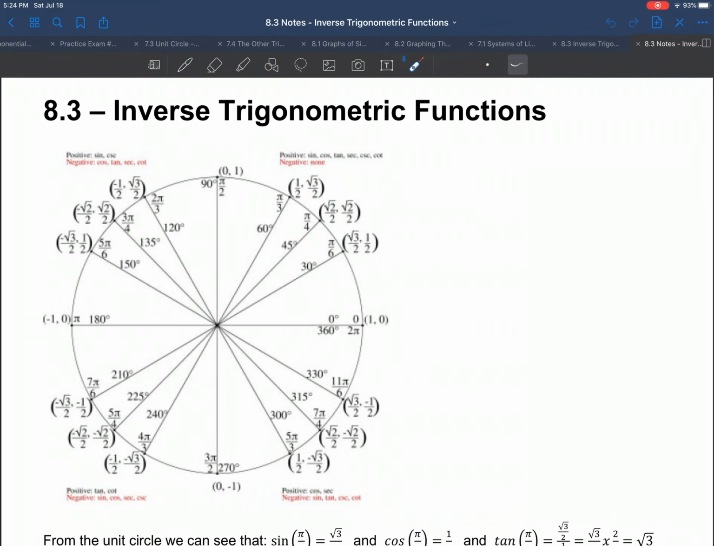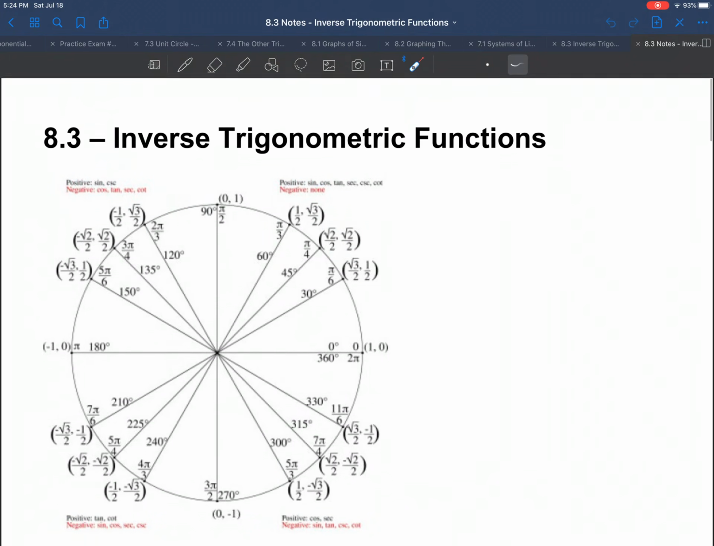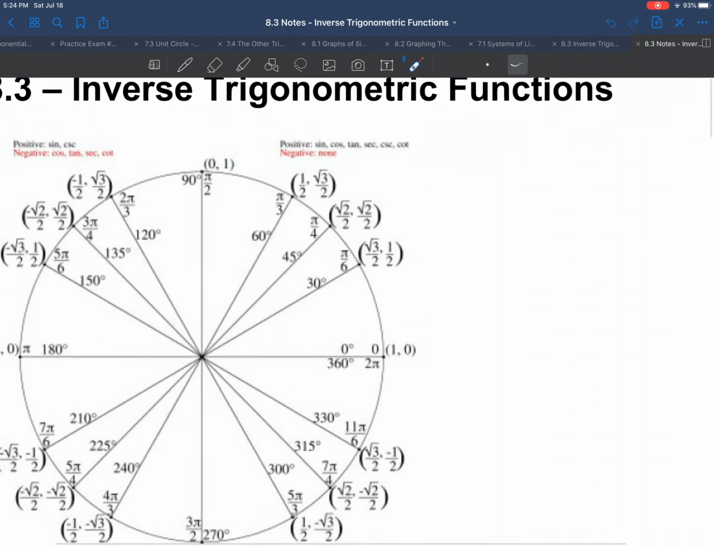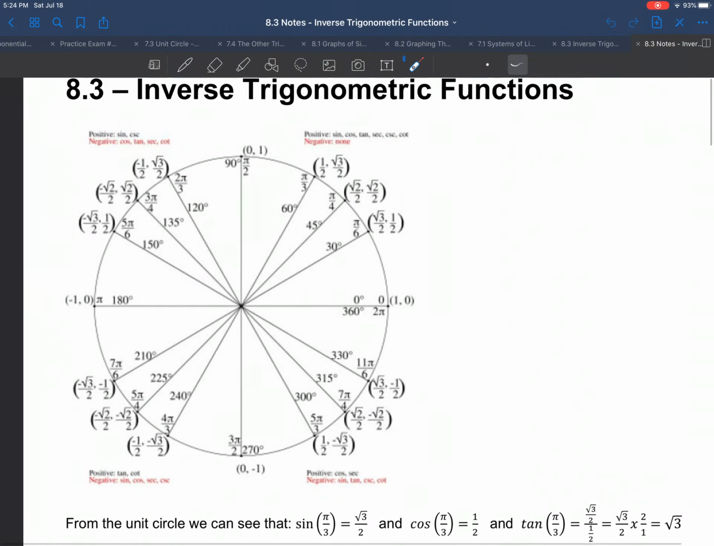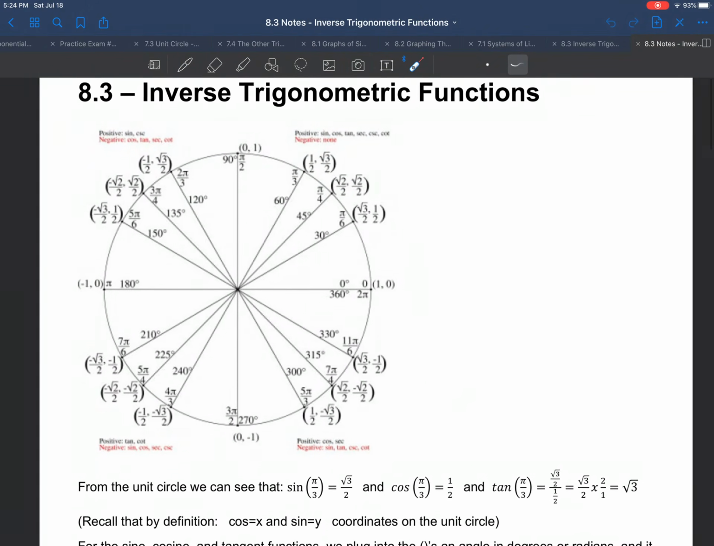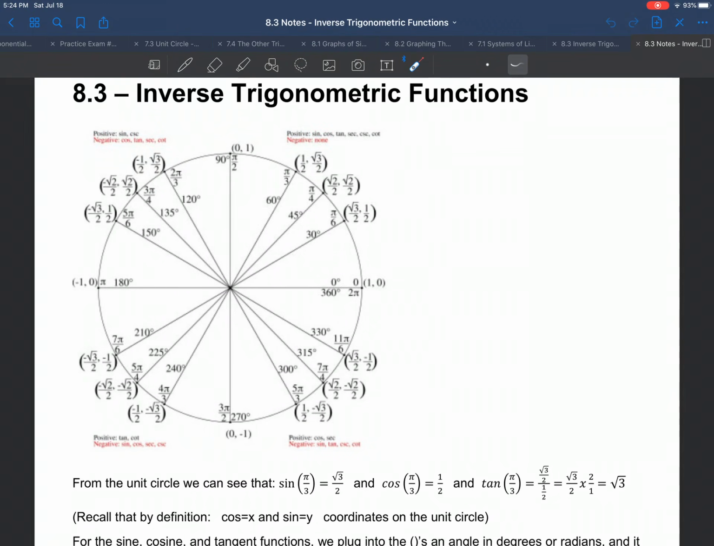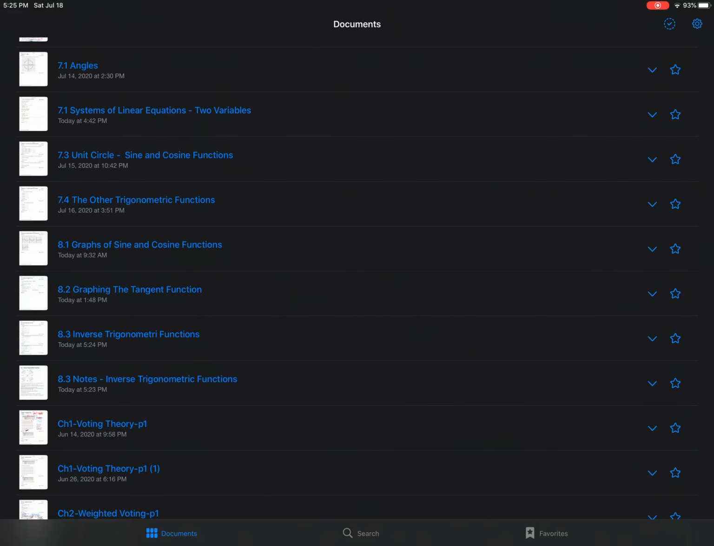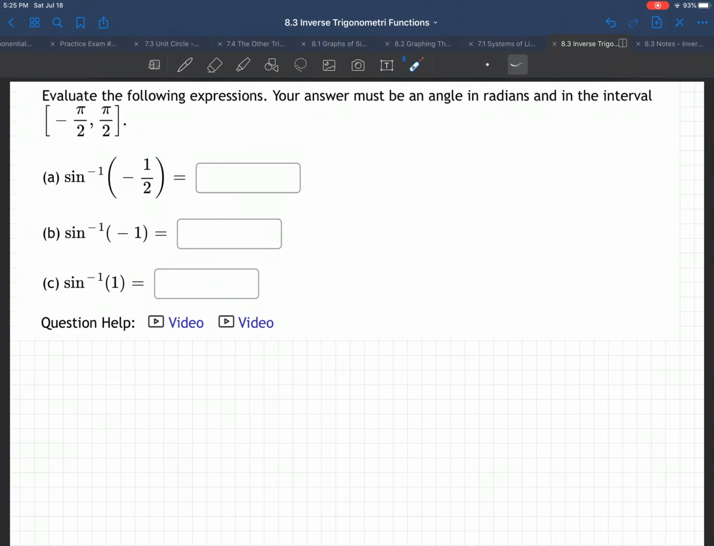Inverse trig functions 8.3. So it's all about the unit circle. So basically the answer is it's about grabbing that unit circle and finding our values there on the unit circle. So let's do that. Let's go back to the question. So sine inverse of negative a half.